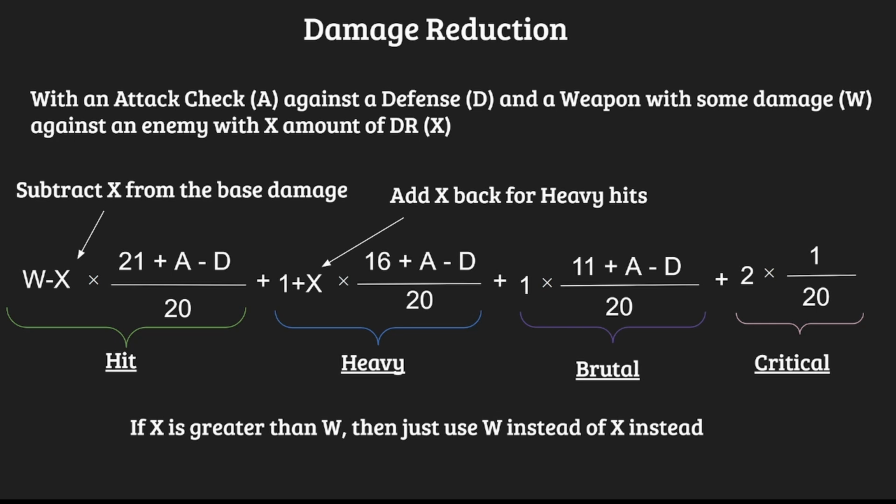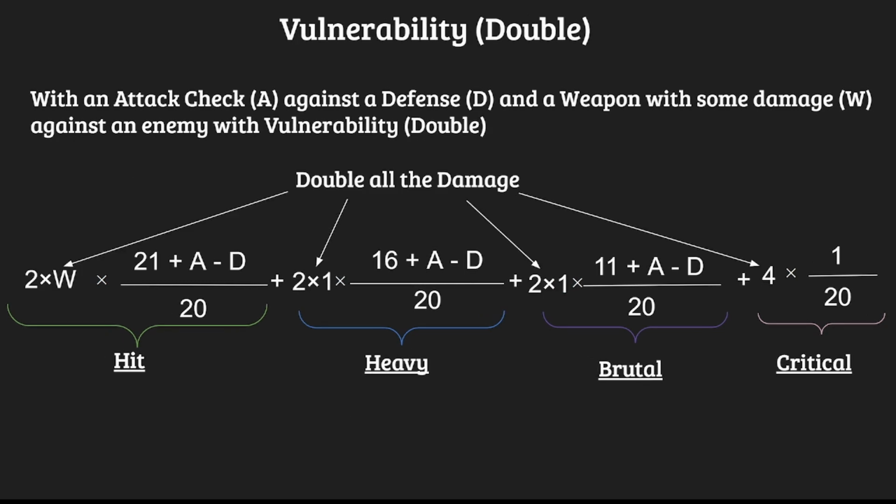Okay. Then let's talk about where things start to get a little bit more complicated, which is the double and half. So let's start with double, because vulnerability is always a little bit easier than resistance. With vulnerability double, it's really straightforward. All we do is take the damage for each of these and double it. So I take 2 times the weapon damage, 2 times the amount for a heavy hit, which is 1, and 2 times impact, if you have it. 2 times what you would get for a brutal, and 2 times what you would get for a crit, which is always 4, because critical hits always do 2 extra damage. So vulnerability double is pretty straightforward. You take all those damage numbers and you just double them.